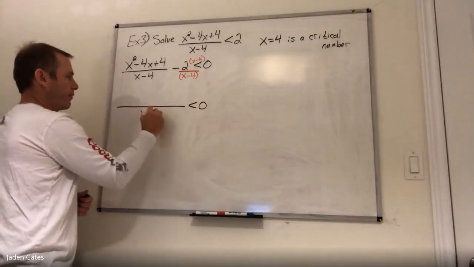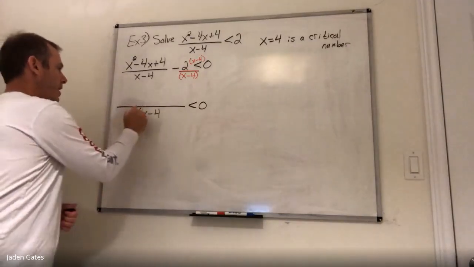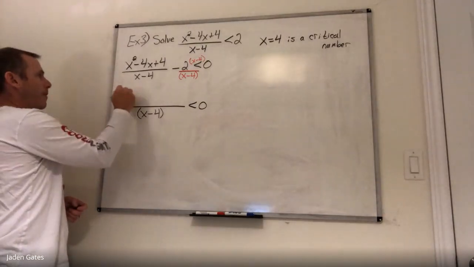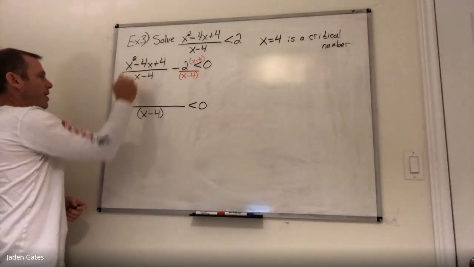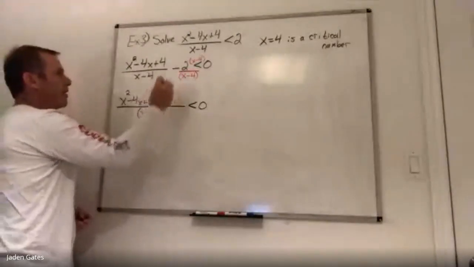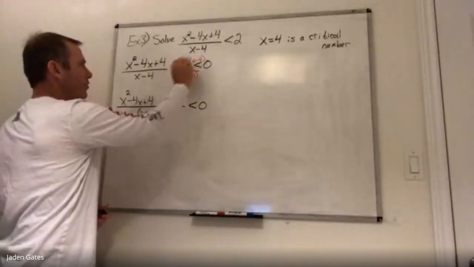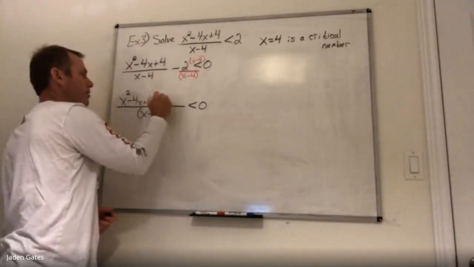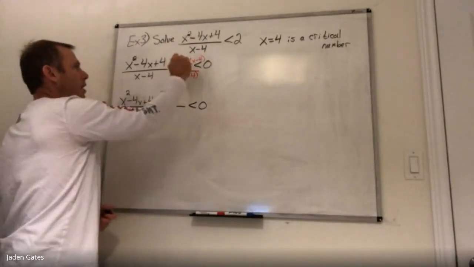So I have an x minus 4 in the bottom. And on the top, I have x squared minus 4x plus 4. And then I've got a negative 2 here times the x minus 4. So I'm just rainbow multiplying, expanding it. So minus 2x plus 8.